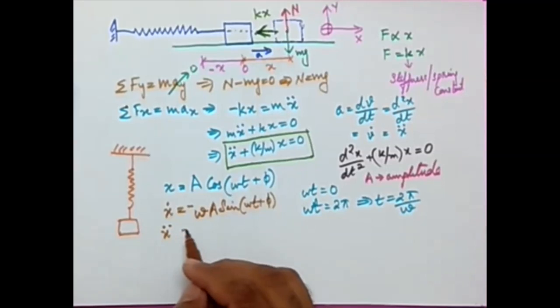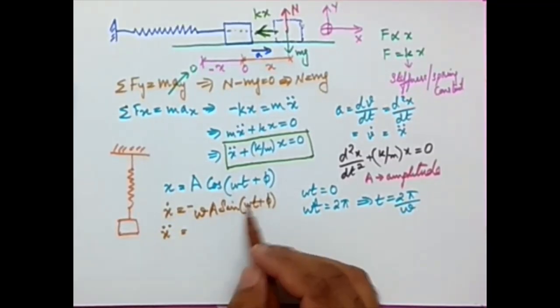Now what about x double dot? I'm differentiating it again with respect to t. So another omega comes out.